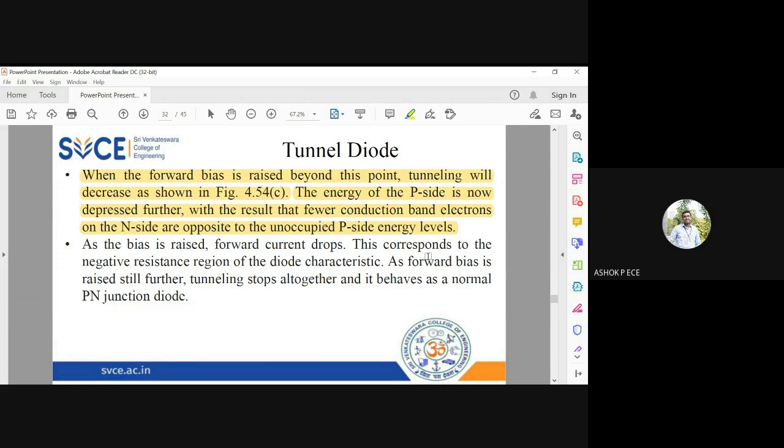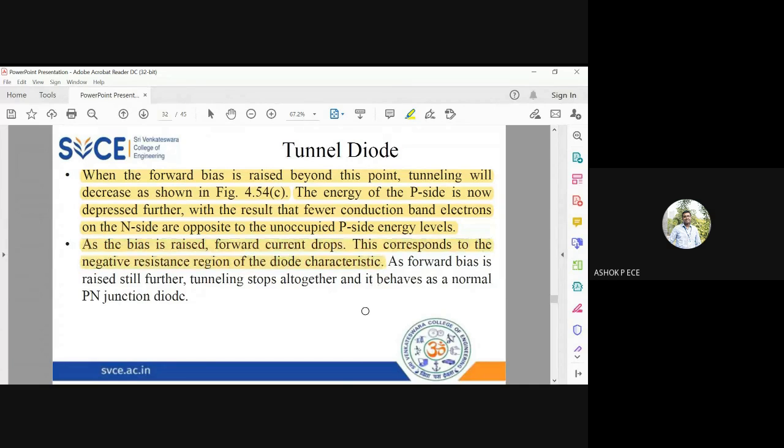Now in the P side, the vacant states are less. So when the vacant states are less in the P side, even though you increase the voltage, the number of electrons crossing the barrier to reach the vacant state is also less. That is the reason why the forward current is going to drop. The forward current is going to reduce. So this corresponds to the negative resistance region.